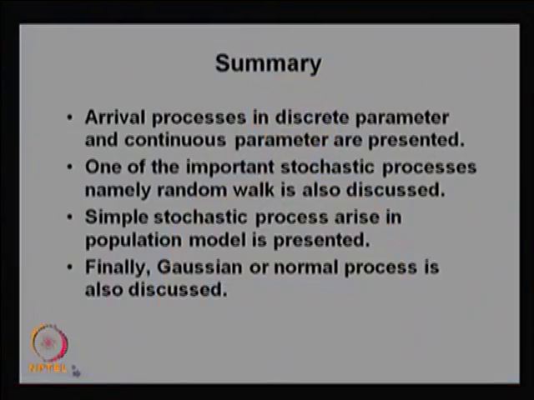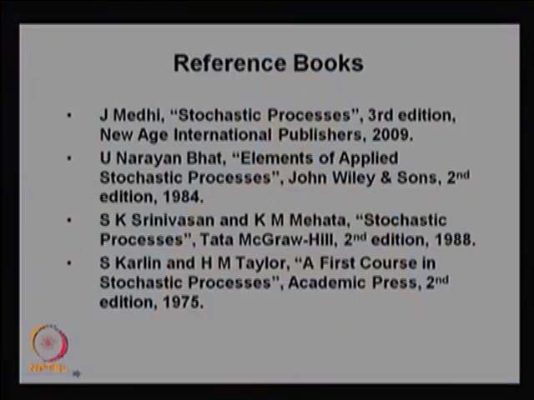There is another stochastic process, the Gaussian process, that I will discuss in later lectures. In this lecture we have covered the arrival process of two types: one is discrete time and the other is continuous time. We have also discussed the random walk, a simple stochastic process that arises in the population model, and the Gaussian process that I will discuss later. The reference books are given. With this I complete module 2 on definition and simple stochastic processes.